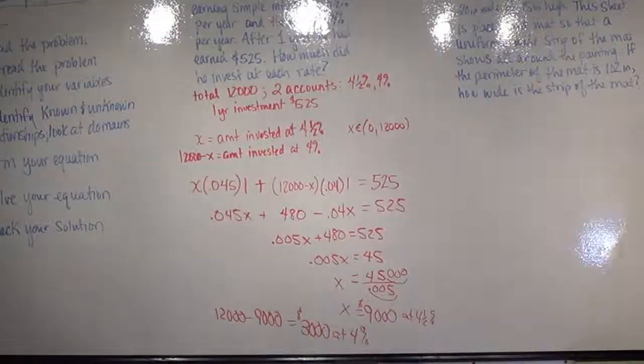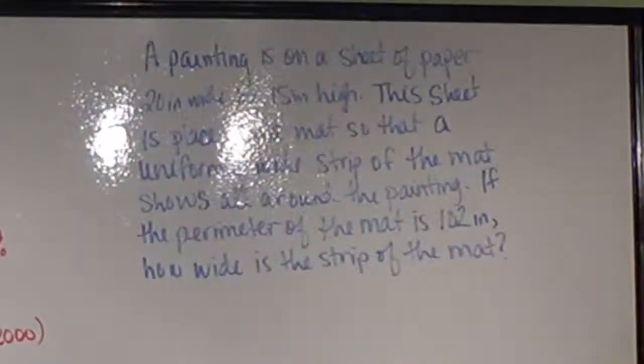Alright, so let's look at this next one. A painting is on a sheet of paper 20 inches wide by 15 inches high. This sheet is placed on a mat so that a uniformly wide strip of mat is showing all around the painting. If the perimeter of the mat is 102 inches, how wide should the strip of the mat be?